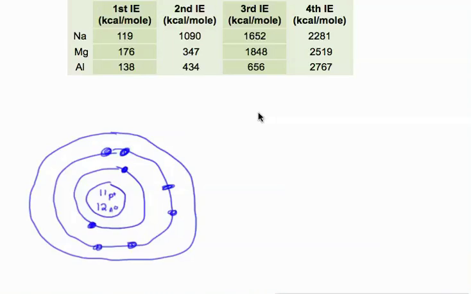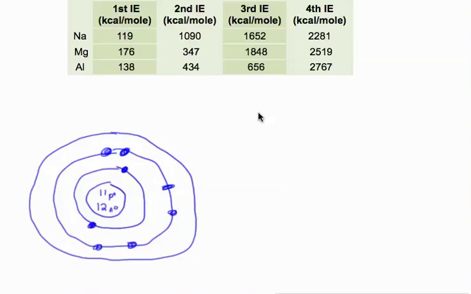You can tell by the ionization energy how many valence electrons it has. Because magnesium's first two ionization energies are low, and then it jumps. It must have 2 valence electrons. Sodium has 1, and aluminum has 3.